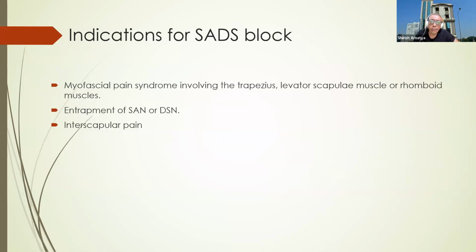So normally, the indication for the SADS block, which is also known as the SATS block, which indicates spinal accessory and dorsal scapular nerve block, is myofascial pain syndrome involving the trapezius, levator scapulae, as well as rhomboid muscle. It is also done if there is entrapment of the spinal accessory as well as dorsal scapular nerve, or if there is vague interscapular pain between the medial borders of the two scapulae. We do the SATS block regularly and routinely in our clinical practice.